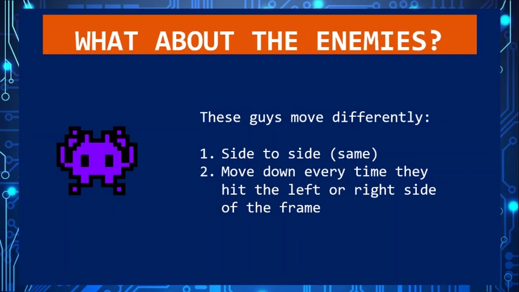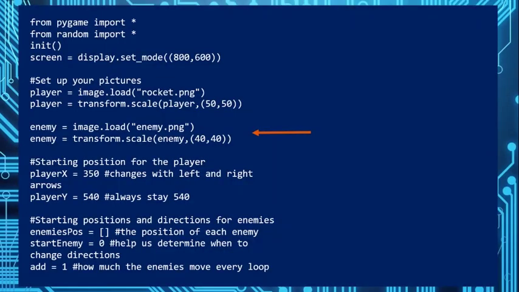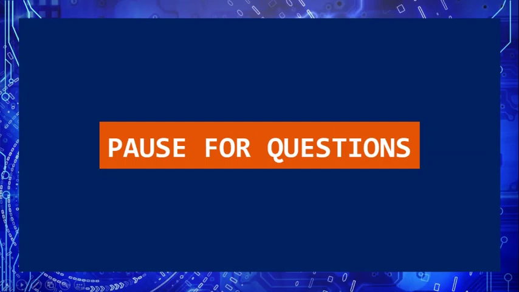Now we need to figure out how to move the enemies. The way they move side to side is very similar to the player's motion, but they also move down a row every time they hit the left or right wall. Here I load my image of the enemy, and then I transform the image into 40 pixels by 40 pixels. Down here, I set up the position of all my enemies. I have a list that will hold the coordinates of each enemy, and I have a value called start enemy that will help me determine when it's time to change directions. I also have an add value, which is how much to the left or right the enemy is going to move every loop.